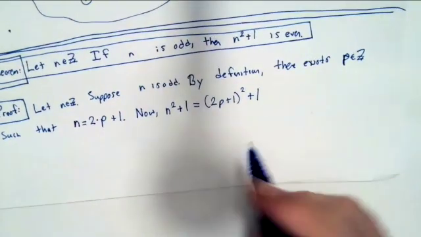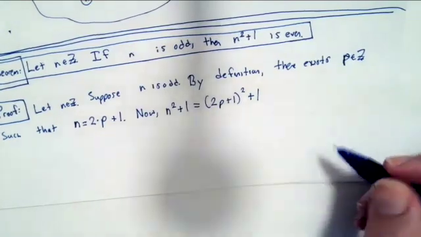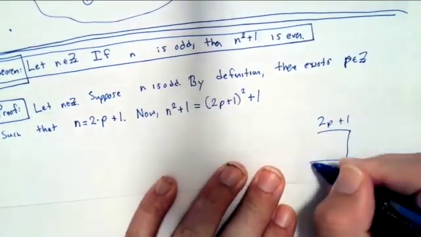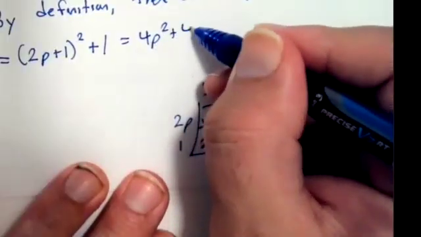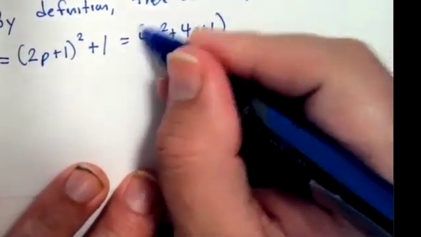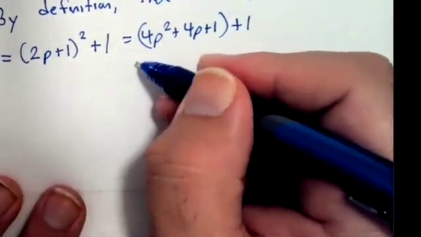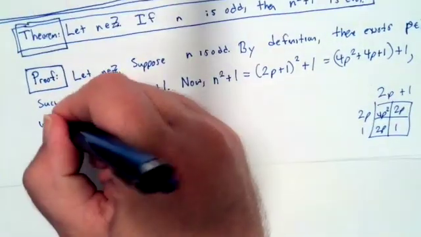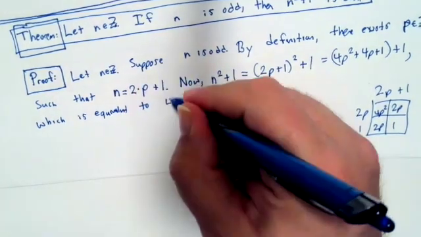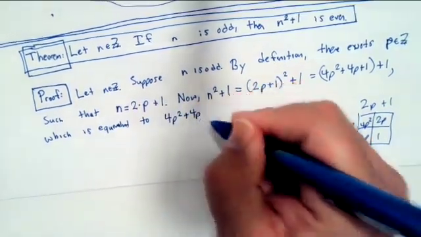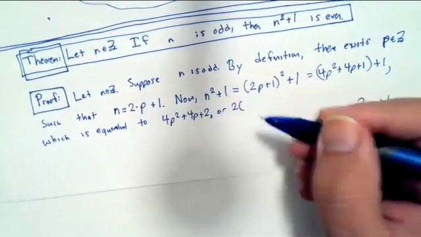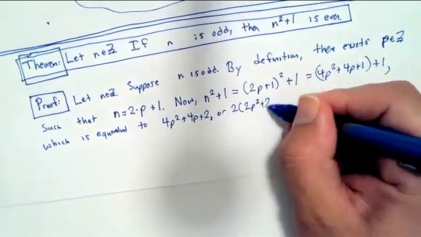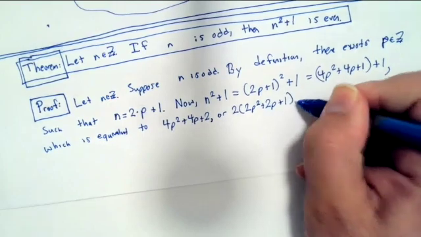And now we have to remember how to square something. So as a really quick side calculation, I'll FOIL it out over here: 4p squared plus 4p plus 1, so the whole expression is 4p squared plus 4p plus 2. And also, that's equivalent to 2 times (2p squared plus 2p plus 1).